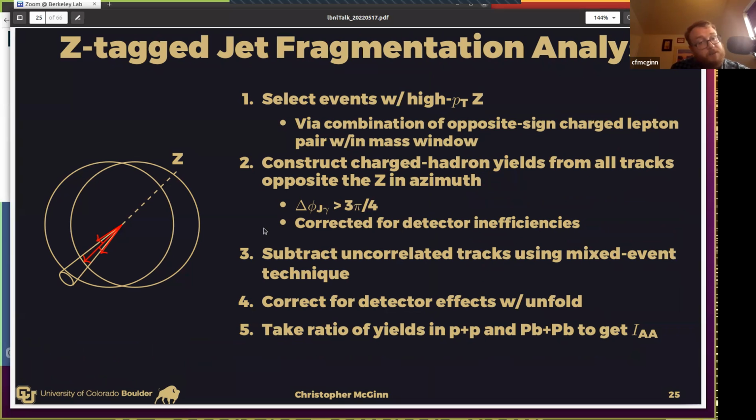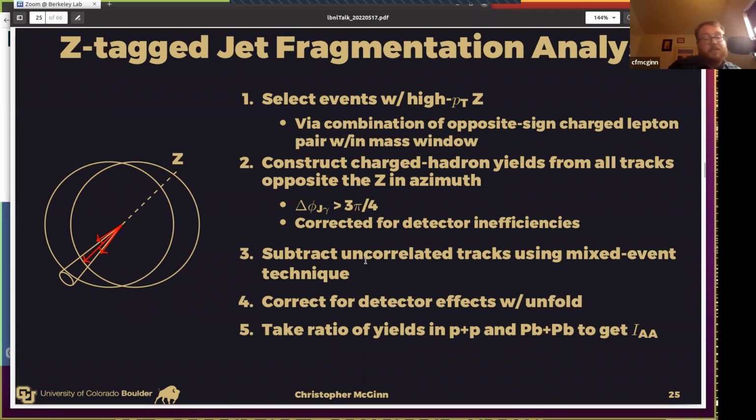So we selected on events with a high pT Z. This is done using muons or electrons reconstructed with opposite sign charge and existing within a mass window of roughly 20 GeV around the Z mass, so 70 to 110, give or take. We look at the charged hadron yields from all tracks opposite to the Z in azimuth. So this is 3π/4 in this case, that's the selection.